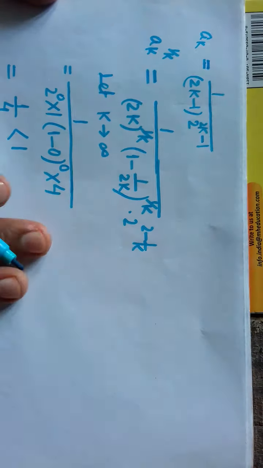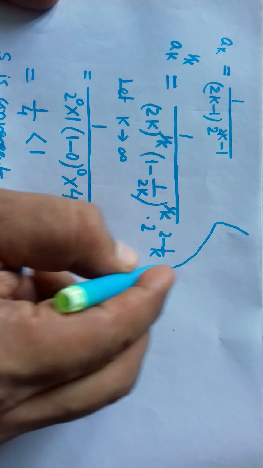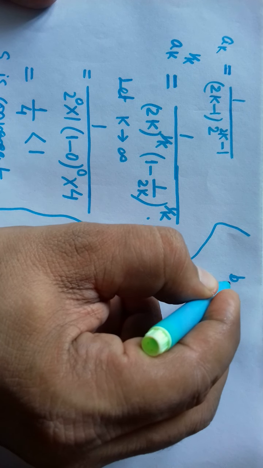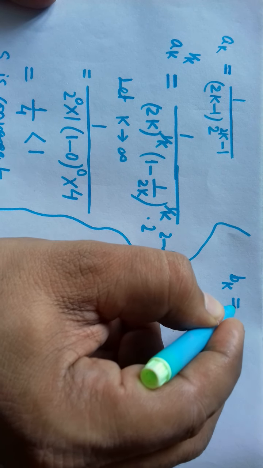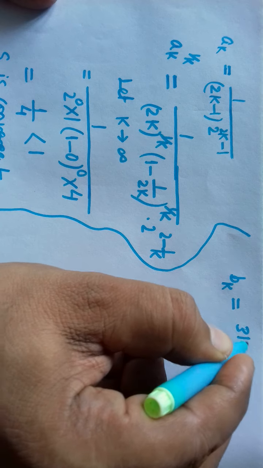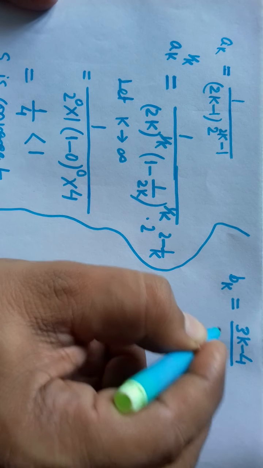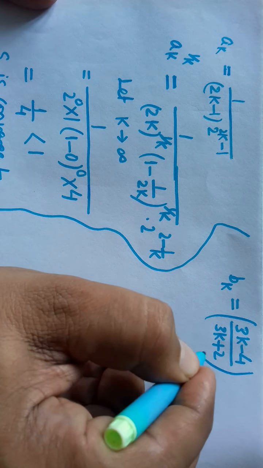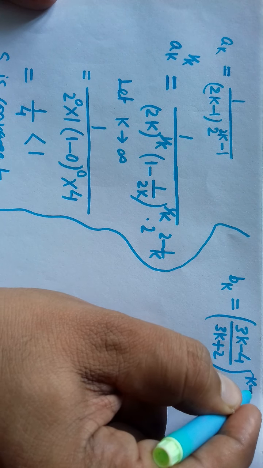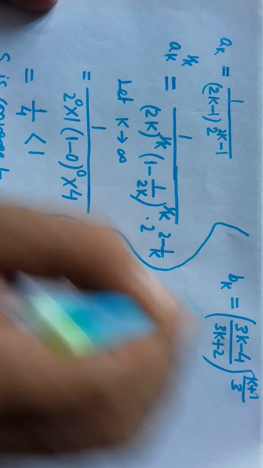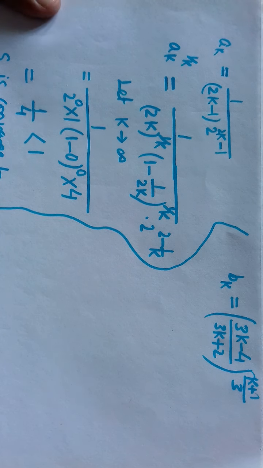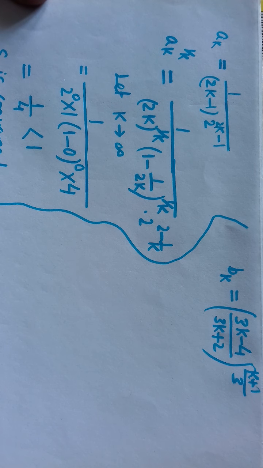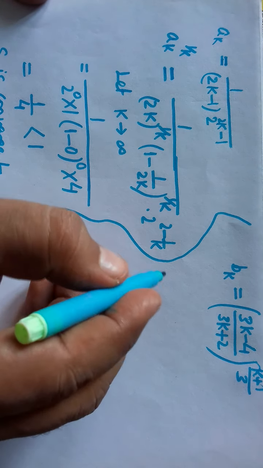Now the second, we should see the second now. Let the kth term of the second series be bk. So bk will be (3k minus 4) by (3k plus 2) to the power (k plus 1) by 3. Now first we should check whether bk tends to 0 if k tends to infinity or not.